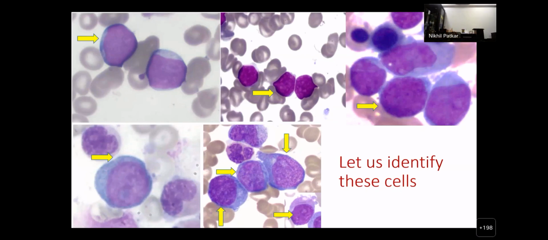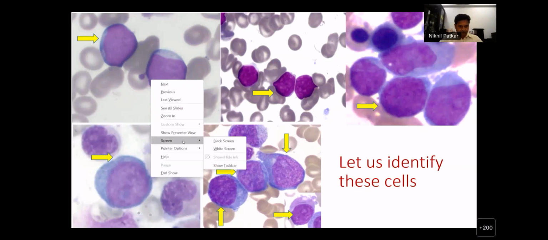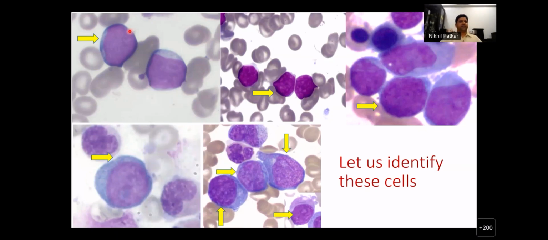Good evening, sir. The first image that we can see is the one on the upper left corner. If I can set in a pointer here, and let's make it easier. This cell. Now, is the red pointer visible? Yes, sir. Wonderful. So what cell do you think this is? So this looks like a blast cell with the increased nucleus to cytoplasmic ratio. It's a large cell, and the chromatin is an open chromatin.